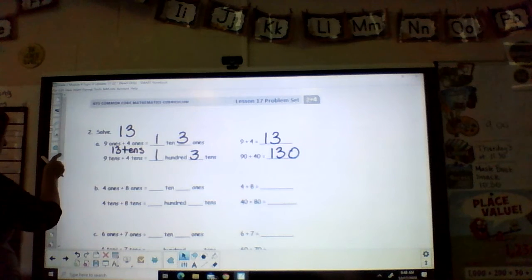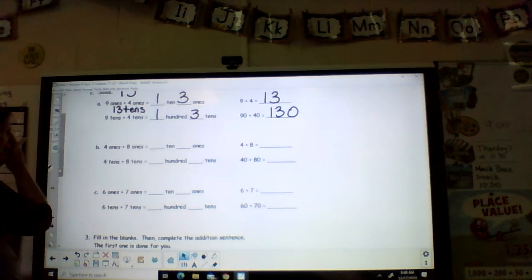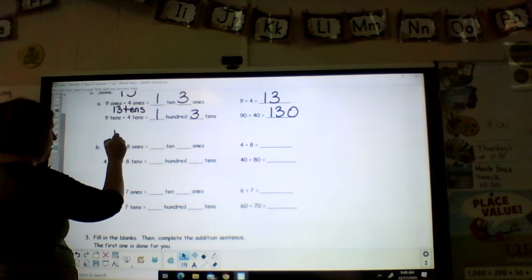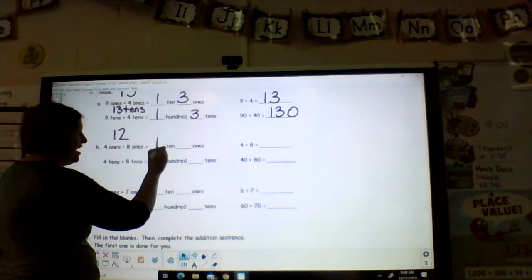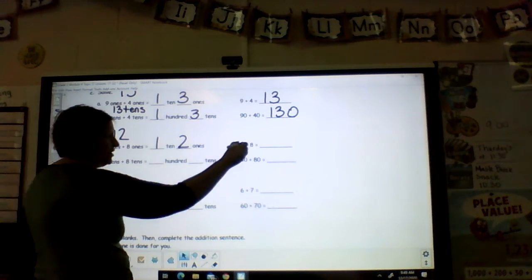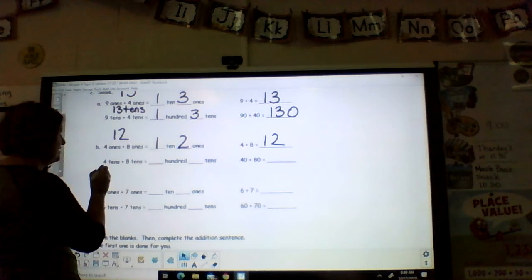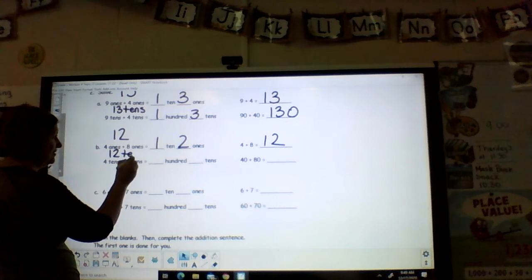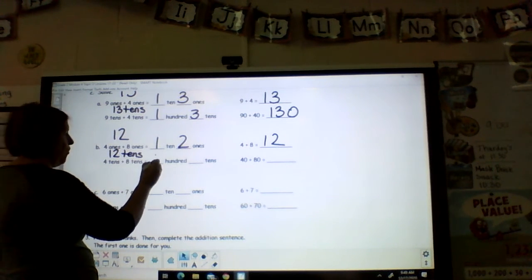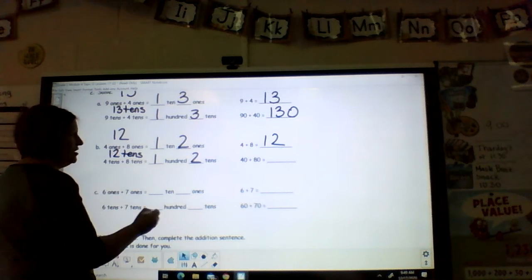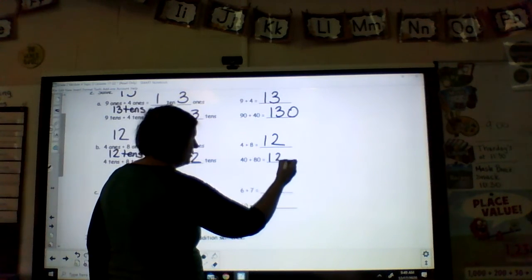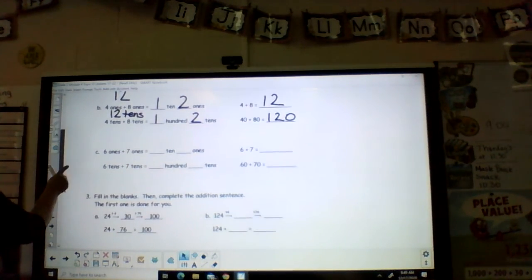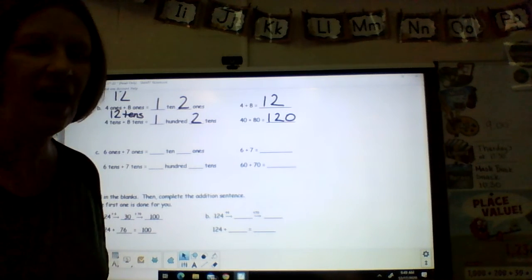All right, next problem says 4 ones plus 8 ones. So 4 plus 8 is 12. That's 1 ten and 2 ones. 8 plus 4 is 12. Then it is asking me 4 tens plus 8 tens is 12 tens. So that's 10 tens and 2 tens, which means 40 plus 80 is 120. Again, I want you to pause the video and I want you to try letter C on your own and then come back and check it.